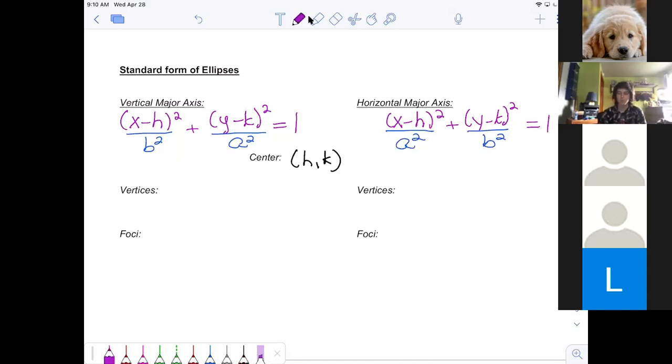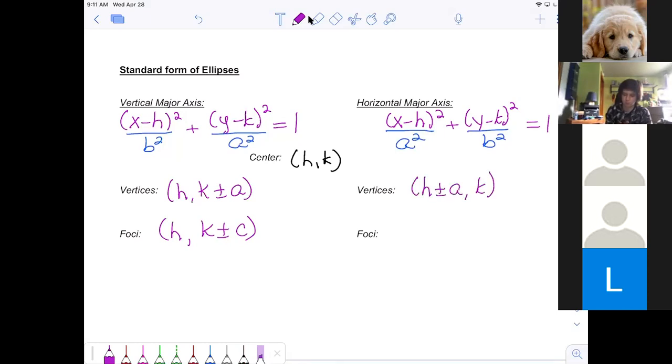So to find the vertices, vertical means the y value is going up or down. Vertices use the value of a. The foci, remember there's a c in foci, that uses the value for c. And again, you can see the y value is changing because it's vertical. And then our horizontal graph, the x value should change. So if it's moving left or right, x moves left or right.